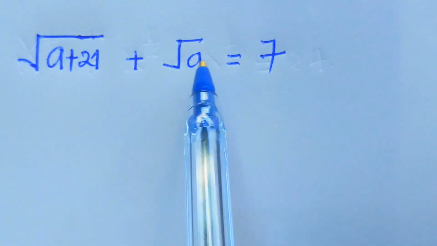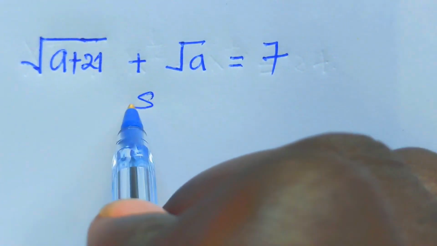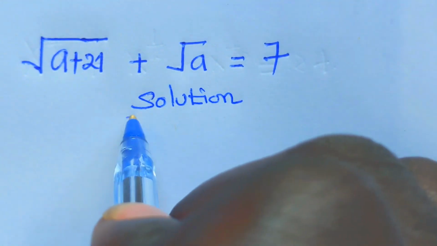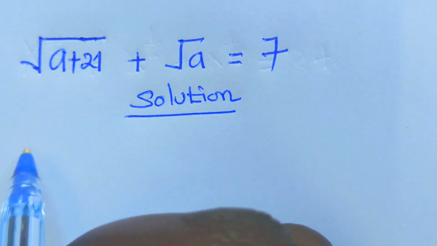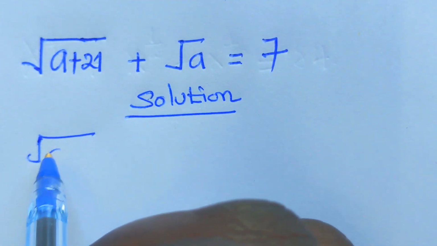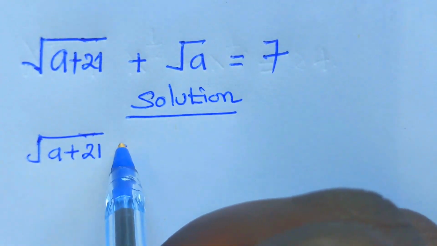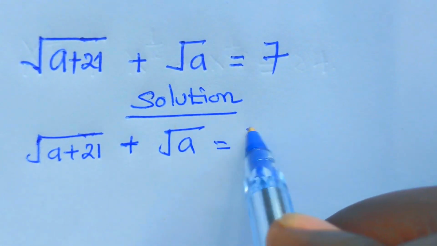Today's video I have a question: the square root of a plus 21, plus the square root of a, equals 7, and we are supposed to find the value of a. Let's provide the solution very quickly. The first thing is to copy what you have been given: square root of a plus 21, plus square root of a, equals 7.